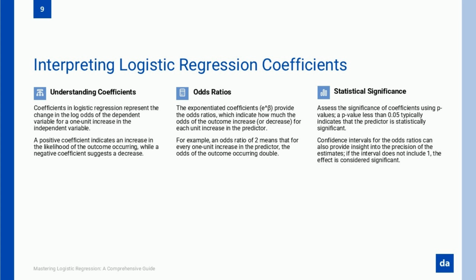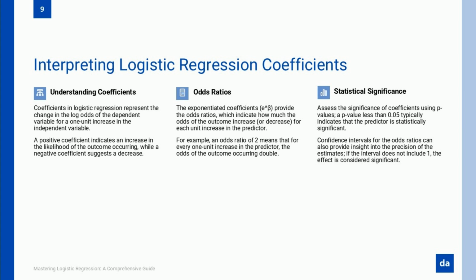So we've built our logistic regression model, but now comes the real challenge, understanding what the results actually mean. Because let's be honest, if a model spits out numbers and we can't explain them, what's the point? Interpreting coefficients in logistic regression is a bit different from linear regression. In linear regression, coefficients represent how much the dependent variable changes for each unit increase in an independent variable.